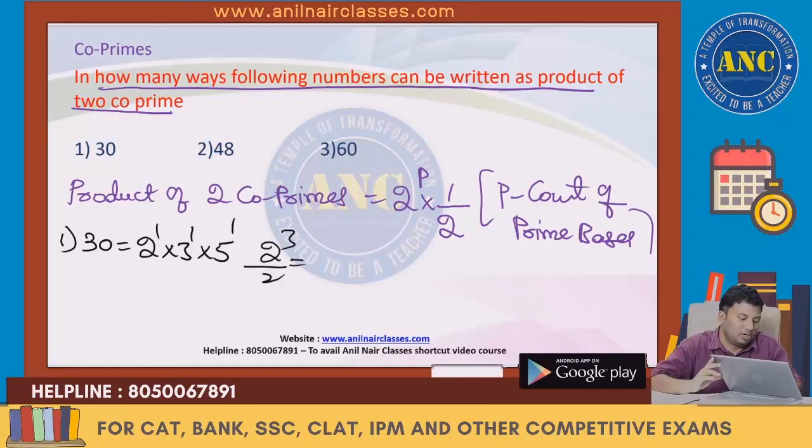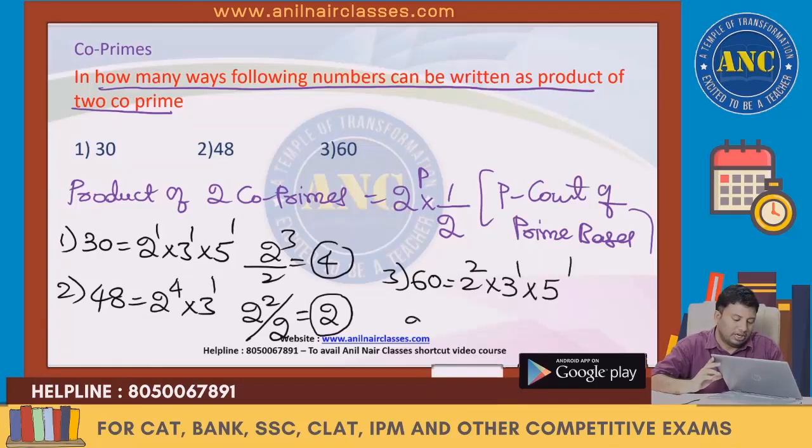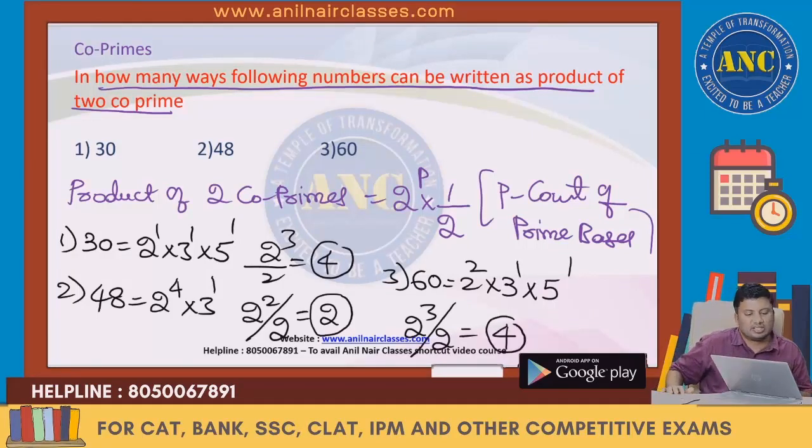2 cube by 2, 8 by 2, 4. Second one, 48, which is 2 power 4 into 3. 2 prime bases are there. 2 square by 2, 4 by 2, 2. 60 is 2 square into 3 into 5. 3 prime bases are there. 2 cube by 2, 8 by 2, 4. Already we have discussed yesterday.